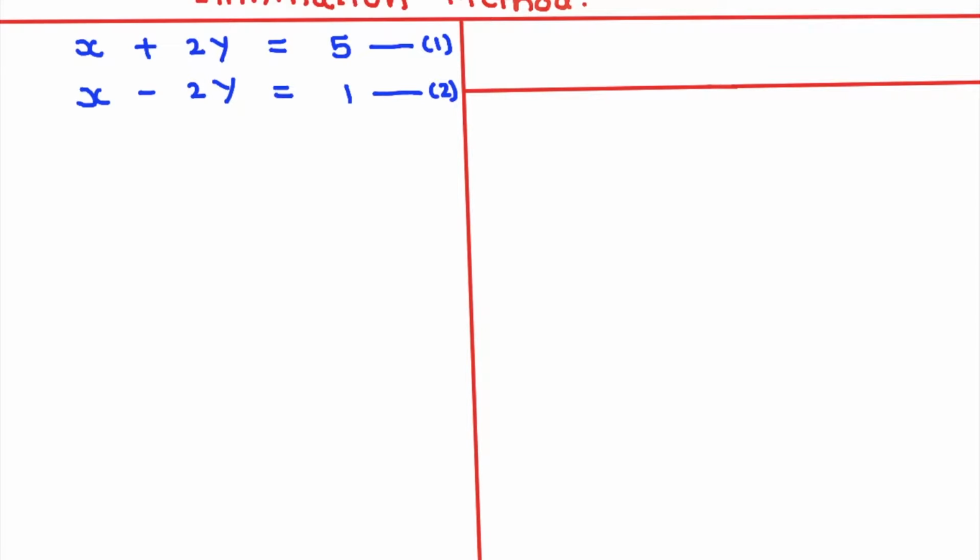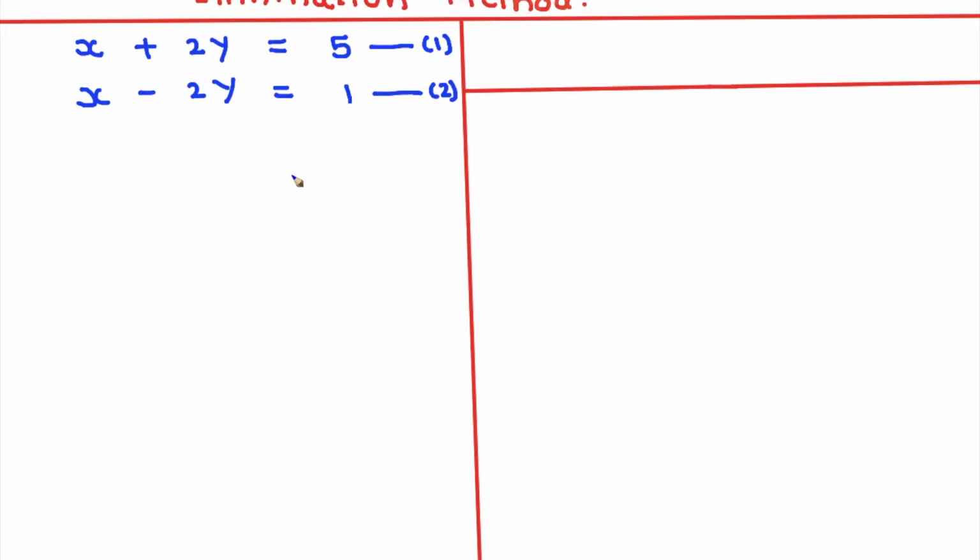After understanding the first method, that is the substitution method, let's go for the second method, that's the elimination method. Now for that I have picked up two equations here: x plus 2y equal to 5, which is the first equation, and x minus 2y equal to 1, which is the second equation. Now the most important step which we are going to follow in this elimination method is to make the coefficient of one of the variables the same.